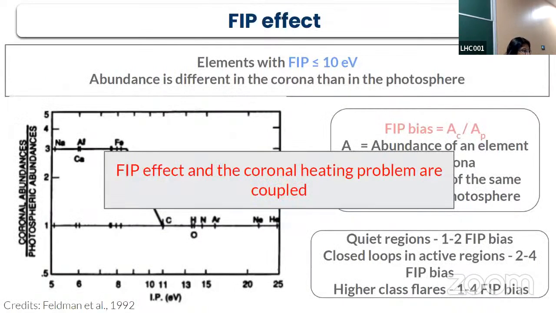One very important reason why we have to study the FIP effect not only in higher classes of flares but also in lower classes of flares is that the theories that try to explain the FIP effect also predict that the coronal heating problem and the abundance anomaly are related. So if we try to understand the FIP effect in lower classes of flares, it will help us gain insights into the coronal heating problem as well.